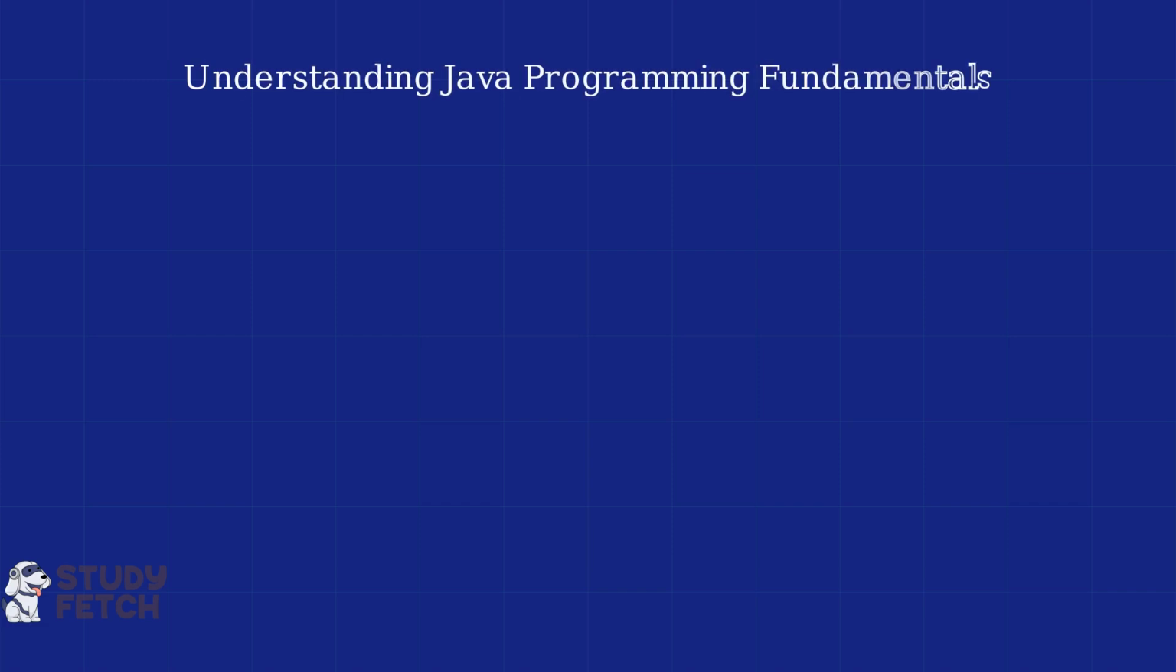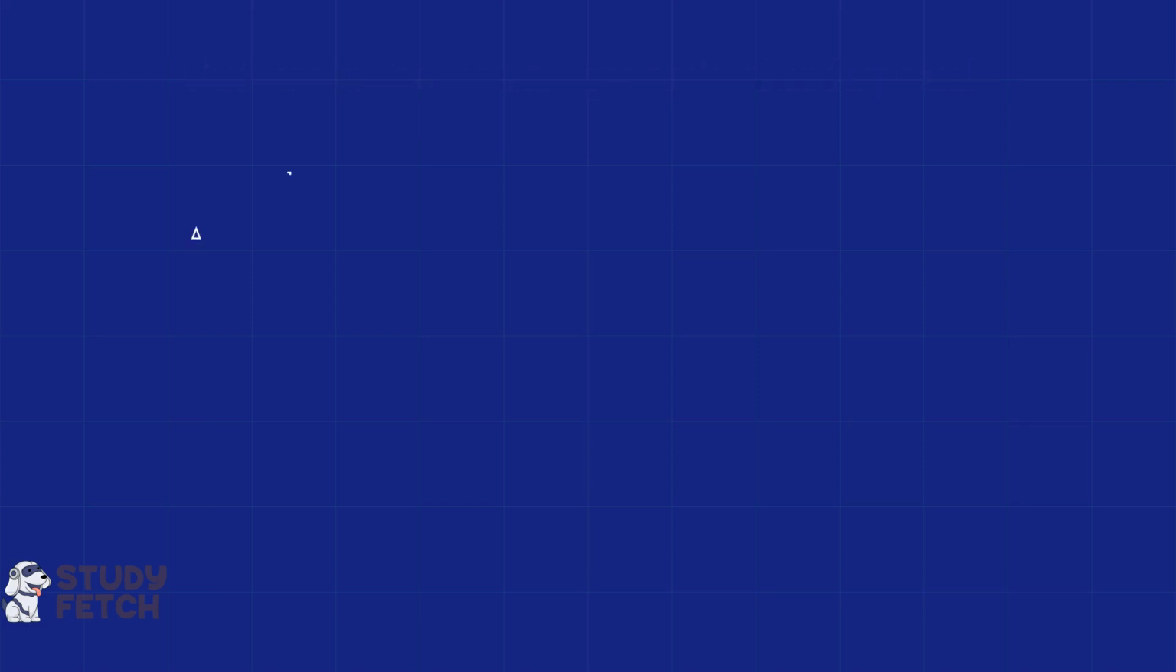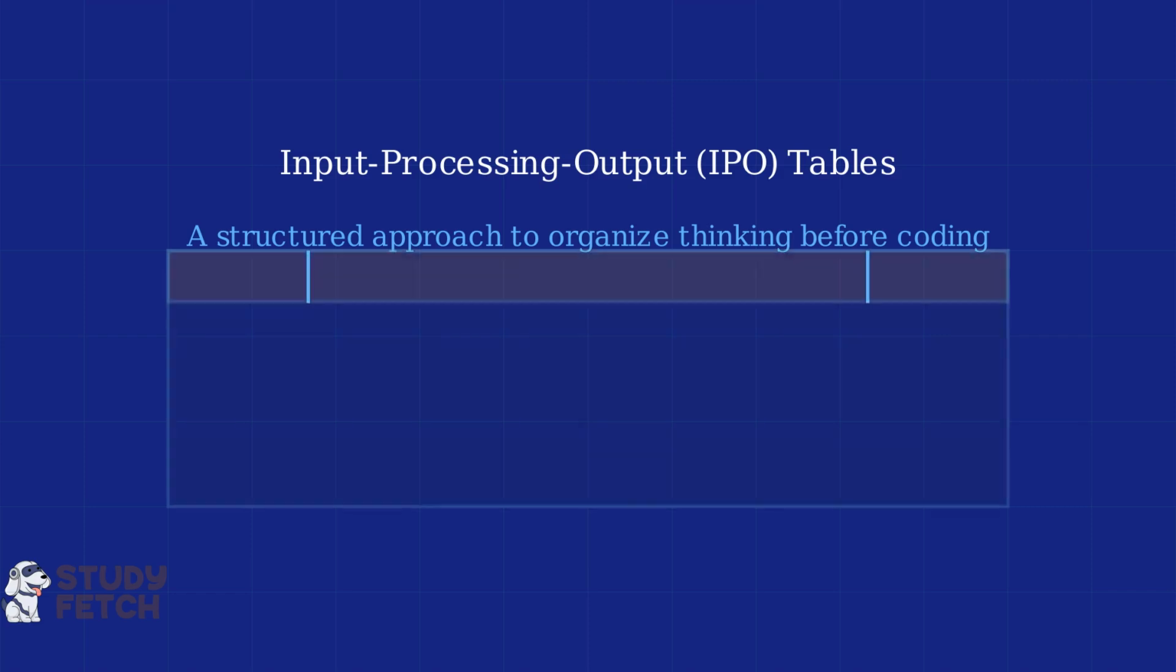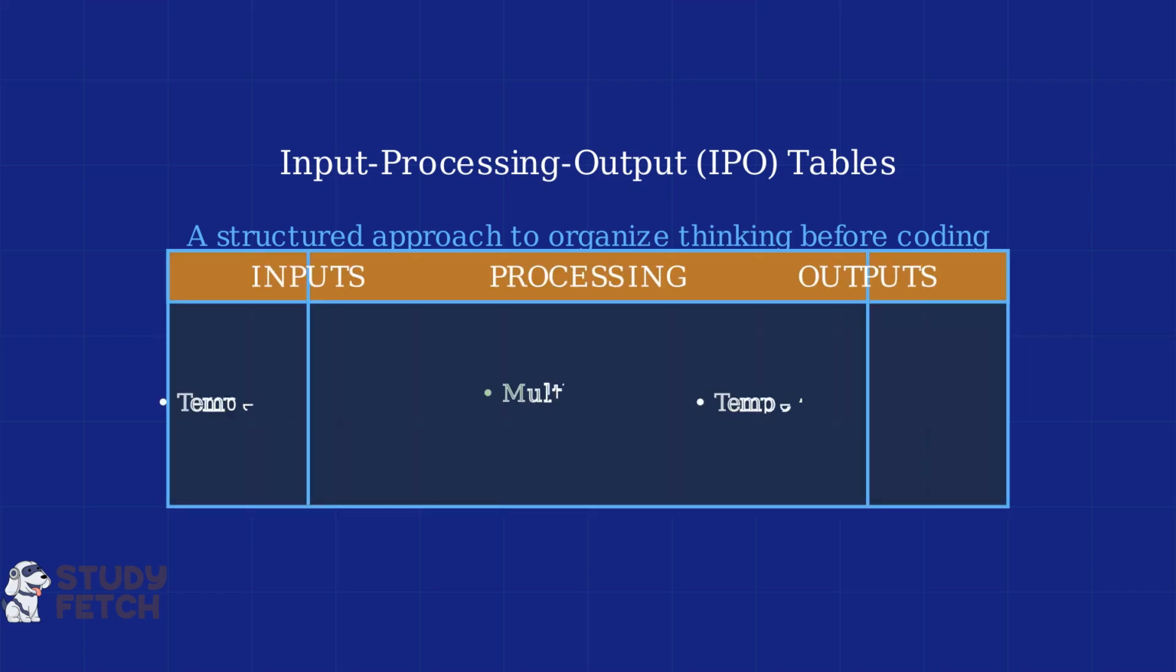Understanding Java programming fundamentals. Let's start with the core principles of Java programming. First, we'll explore how to identify inputs and outputs for a programming problem using an input processing output table. An IPO table helps identify what inputs a program needs, how it processes the data, and what outputs it produces.